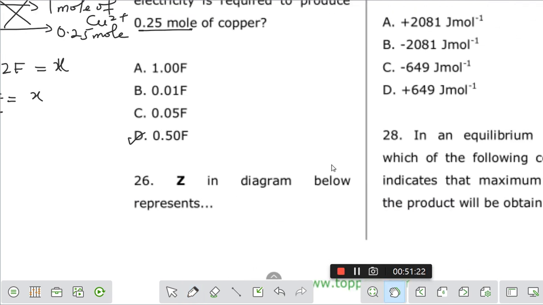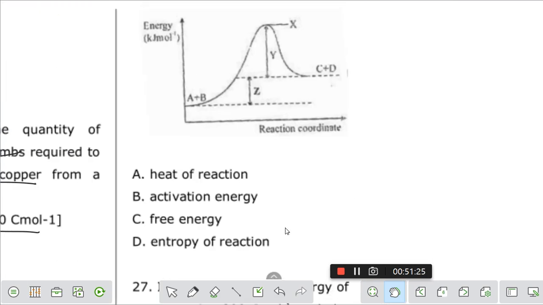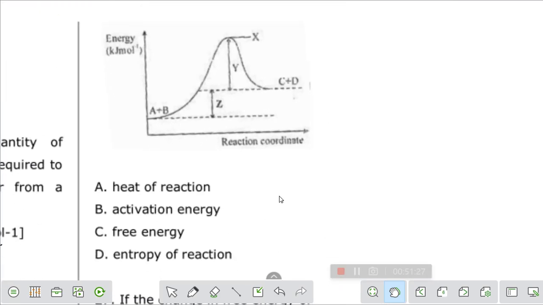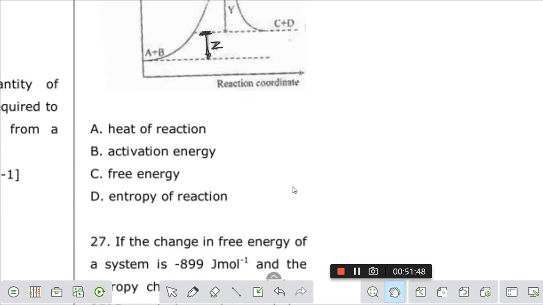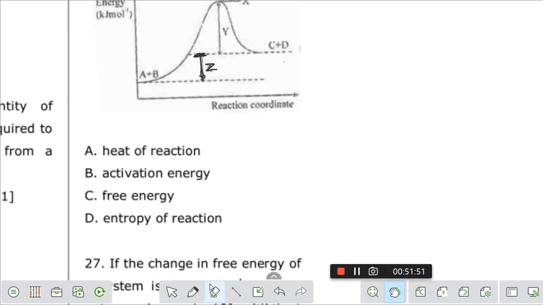So look at this. They say Z in the diagram below represents. I've taught you this already, when I was teaching you about heat of reaction. This Z is the what? Yeah, what was the answer? So the Z is actually the heat of reaction. So that's the answer. And this Y now is what? The activation energy.